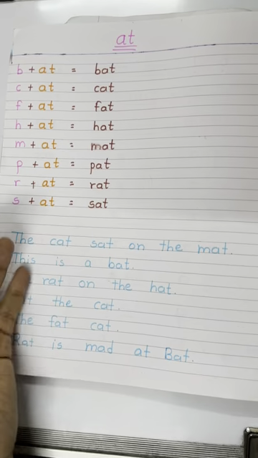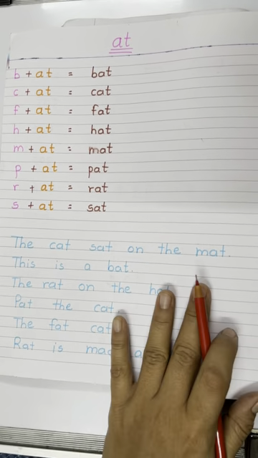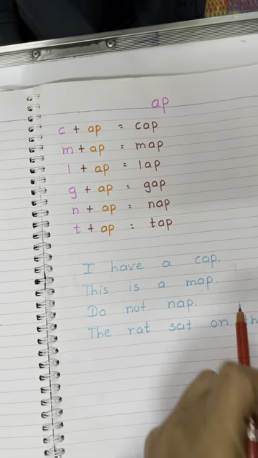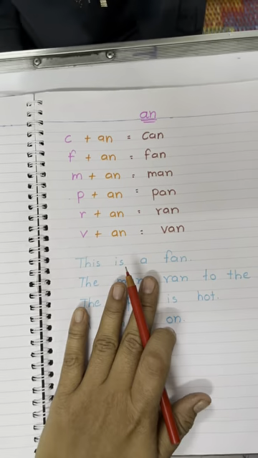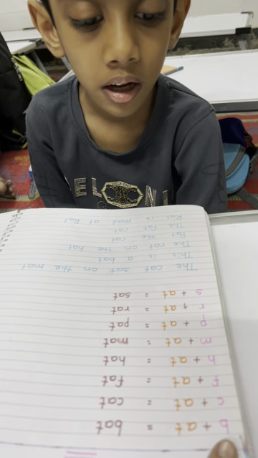Here we have used colorful sketch pens and we have made the page colorful. Here we have the AP word family and the sentences, and then here we have AG and AN words. Ready? Yes, now read the words.